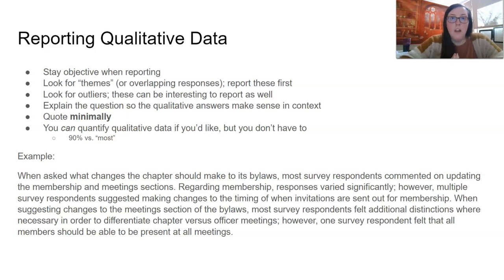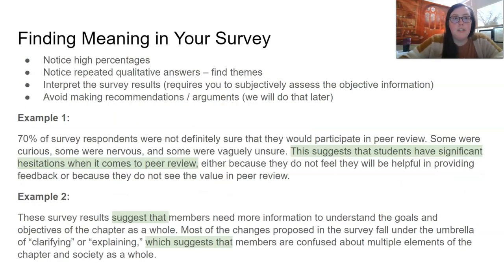Okay, so what next? Part of our results section will require you to interpret that information. Sort of the final paragraph or the conclusion of your results section is an interpretation, or what I call finding meaning in your survey. So if you're noticing high percentages of responses in your quantitative section, if you're noticing repeated qualitative answers and finding those themes, interpret what that means to you.